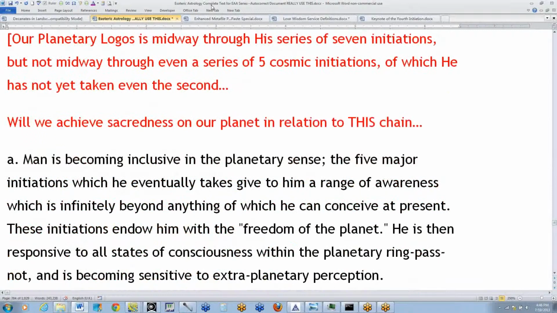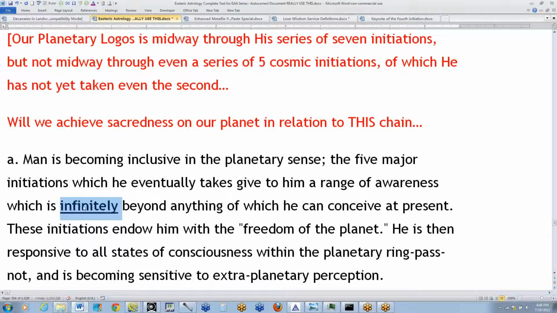All right. What further do we have? Man is becoming inclusive in the planetary sense. The 5 major initiations, which he eventually takes, give to him a range of awareness which is infinitely beyond anything of which he can conceive at present. Now, is the word infinitely accurate, or does it just mean greatly? I tend to think it does mean greatly, very greatly.